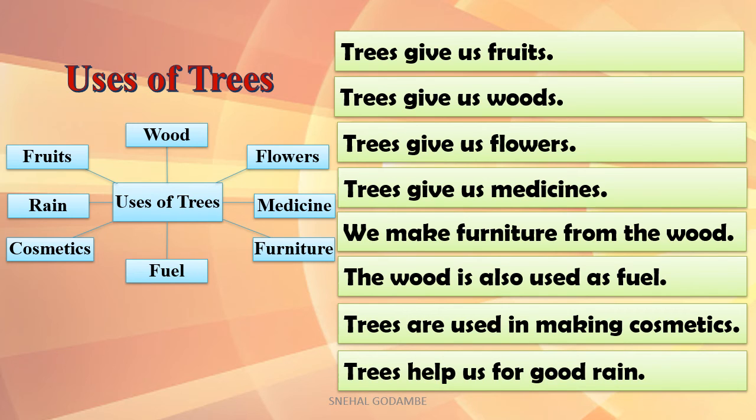And the next point is rain. Trees help us for good rain. So here it is very simple. We have just made one sentence using one point given in that way. Now this is not all we have to do. Now this information we have to convert into a paragraph.